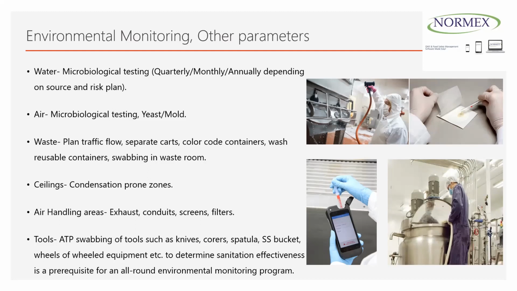The next consideration that we need to take care of is ceilings, along with pipes that run through the facility. Ceilings are mostly overlooked, but when an auditor comes in, he would definitely look at ceilings to see if you're well maintaining your facility. Sometimes in freezers and refrigerators, ceilings are the most condensation-prone zones, especially in summers when there's so much temperature difference and people coming and going out of freezers while keeping their lots in there. Also consider air handling areas such as exhaust, conduit, screens, and filters.